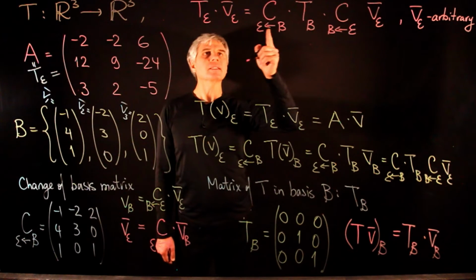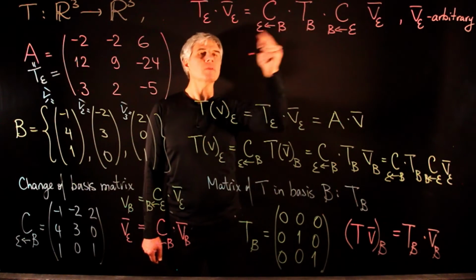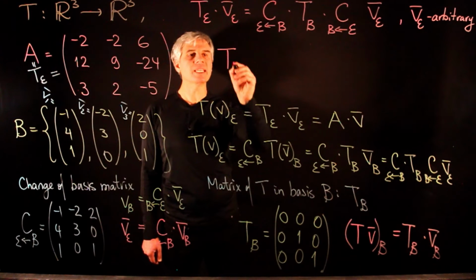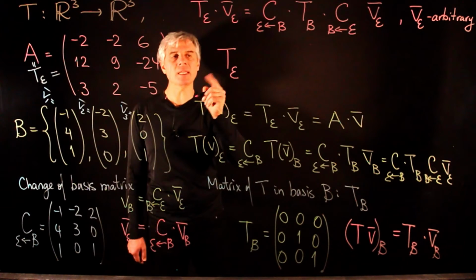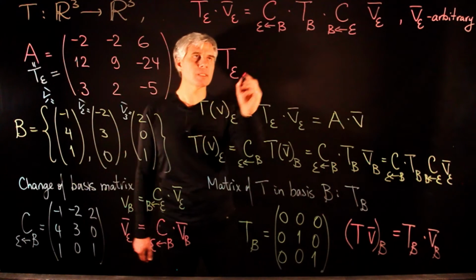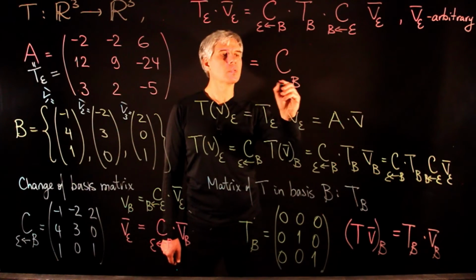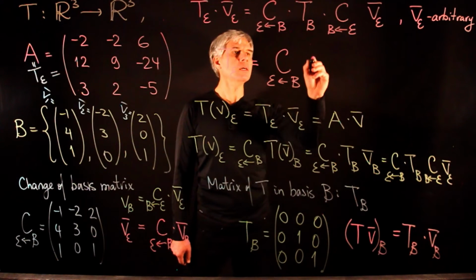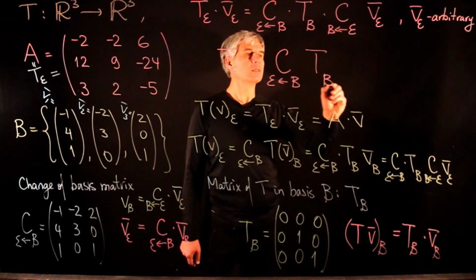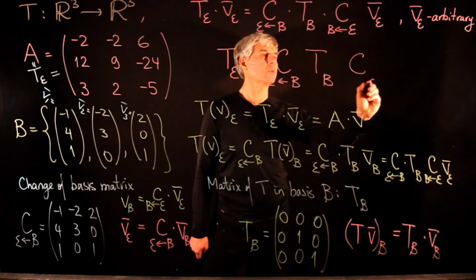This tells us that we can equate these two matrices. So T_E, the matrix of T with respect to the standard basis, is equal to the product of three matrices: the change of basis from B to E, times T_B, times the change of basis from E to B.